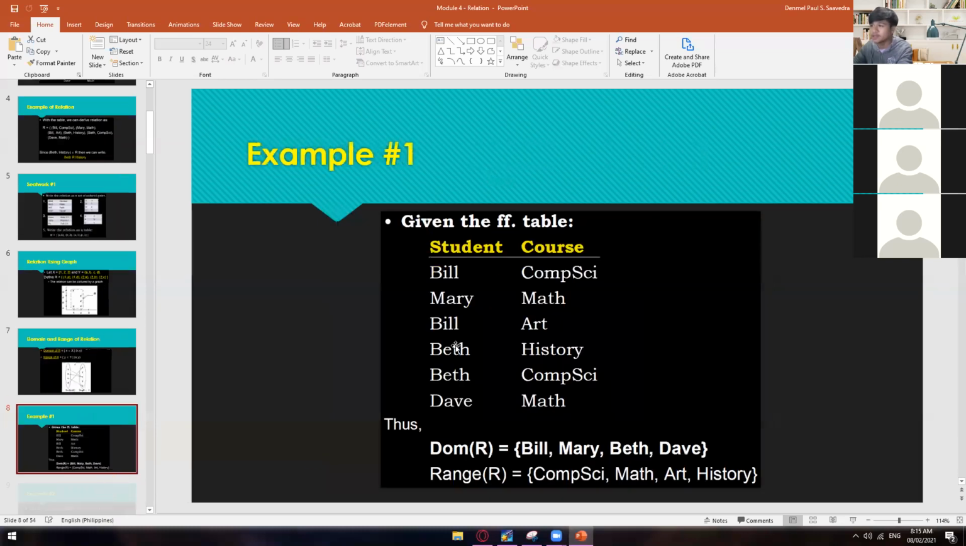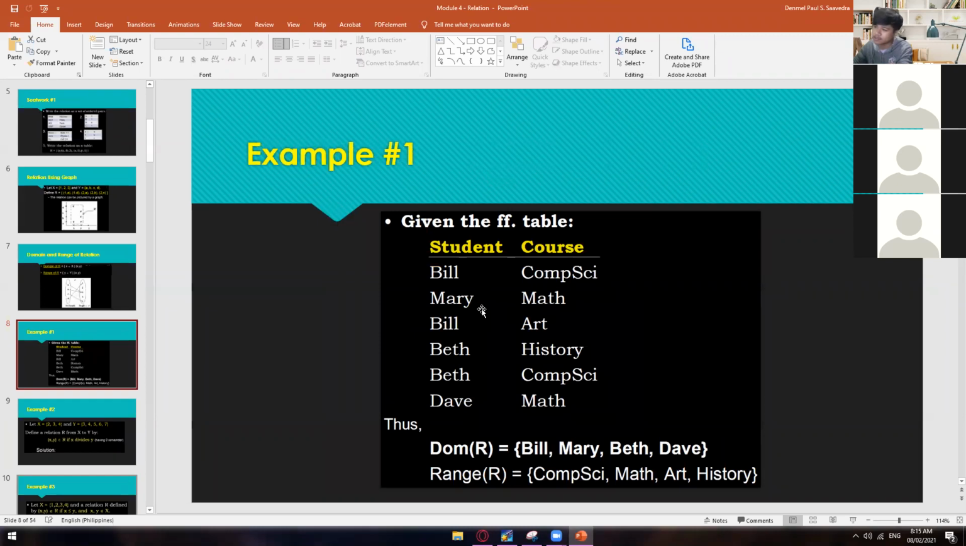All right, so let's have another example, using the table before. So from here, we could already see that the domains are Bill, Mary, Bill, Beth, Dave, okay? And then the range is comp sci, math, art, history, comp sci, math. But then again, since it's in the form of a set, it should only be distinct, and of course no repeated values or elements, okay? So as you can see, we have two Bills and then we have two Beths, okay? But since it's in the form of a set, then we have to remove the repeated element, okay? So in here, we could say that the domain are Bill, Mary, Beth, and Dave only.